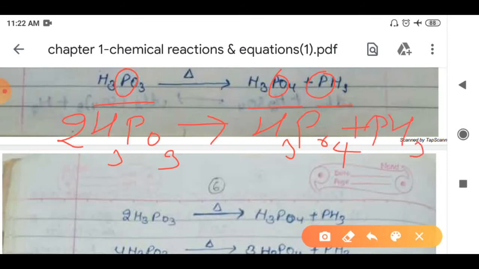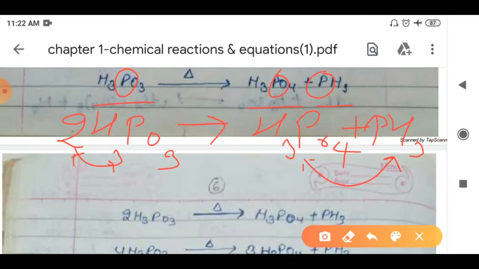Okay, now the equation is balanced in terms of phosphorus. Now try to see how many hydrogen atoms are now present. 2 multiplied by the 3 hydrogen atoms. So total 6 hydrogen atoms are present in the reactant side, and 3 hydrogen atoms and 3 hydrogen atoms, so total 6 hydrogen atoms are present in the product side. So by multiplying the reactant side by 2, hydrogen atoms are also balanced. Now this equation is balanced both in terms of hydrogen as well as in terms of phosphorus.